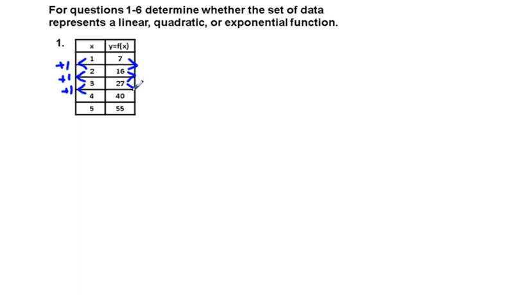And our first differences we get by subtracting one term from another. So 16 minus 7 is going to be 9. 27 minus 16, that's going to be 11. 40 minus 27 is going to be 13. And then 55 minus 40 is going to be plus 15.